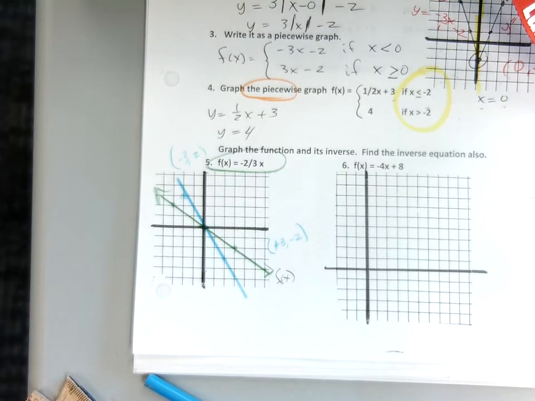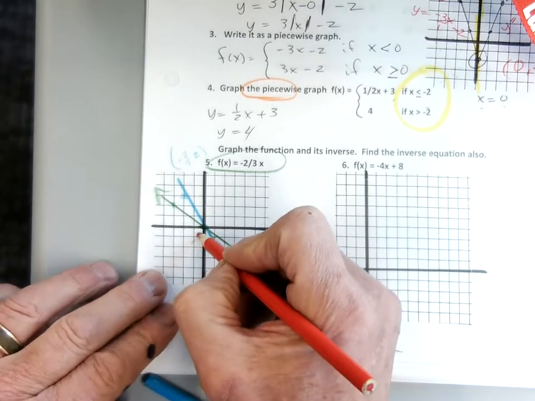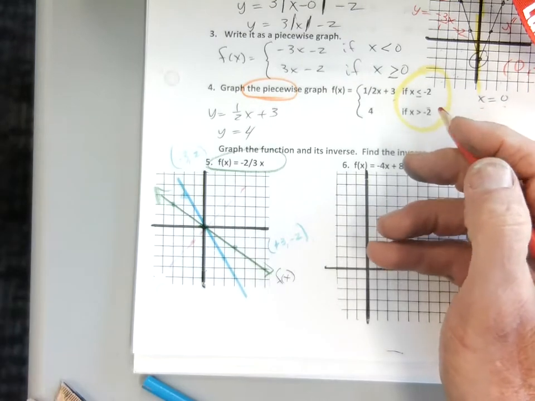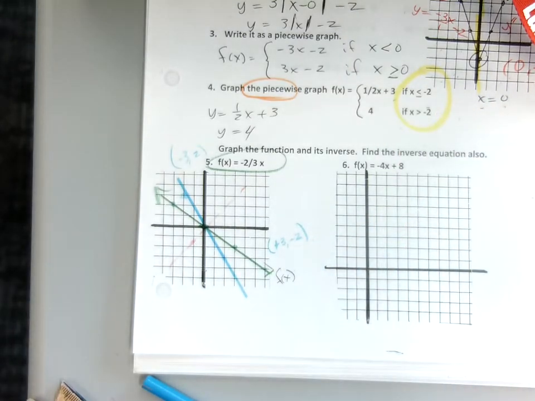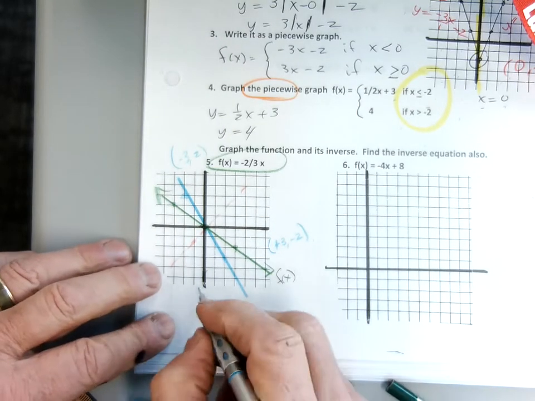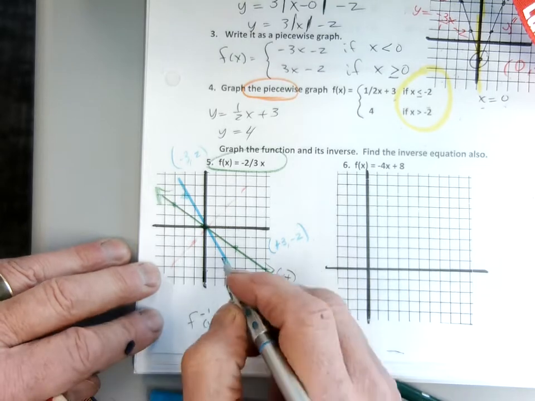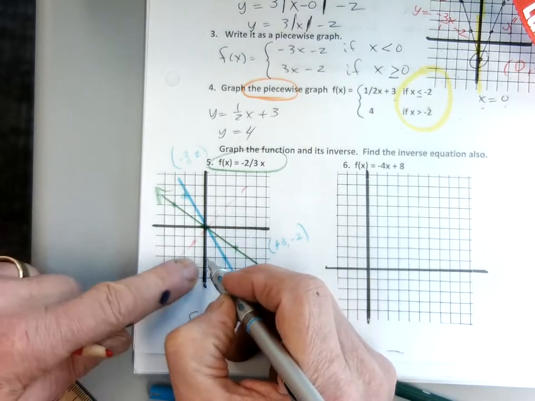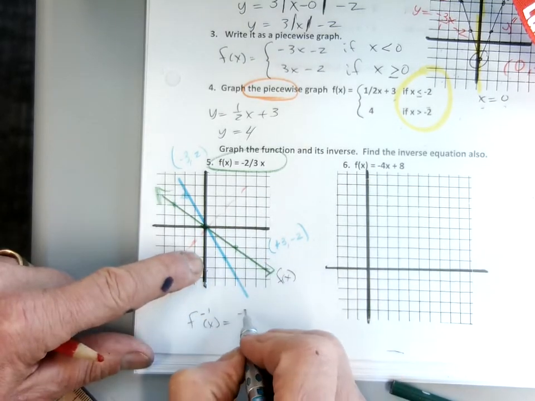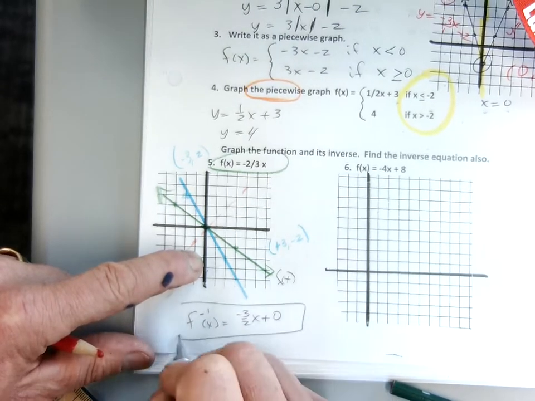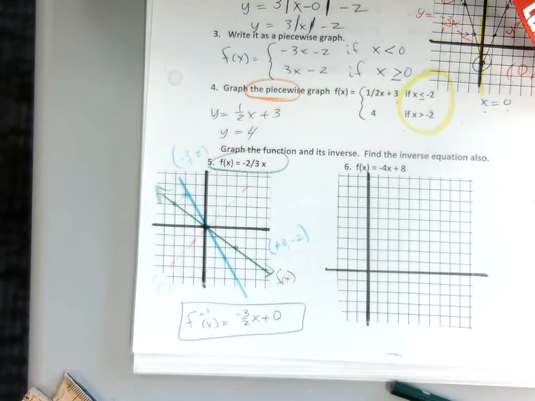Has to have the opposite slope. It does. Does it look like a reflection of this line? If you were to fold it, does it look like a fold over that line? It does. So I think I did it right. The equation of the inverse, I'm going to go f inverse of x is down 3 over 2x plus 0. And I do not need the 0, but I put it in there anyway, okay?